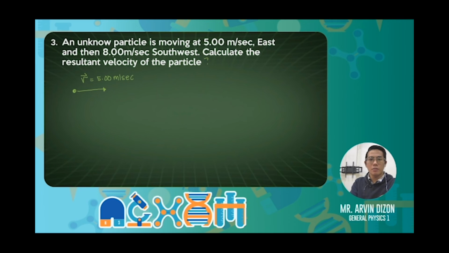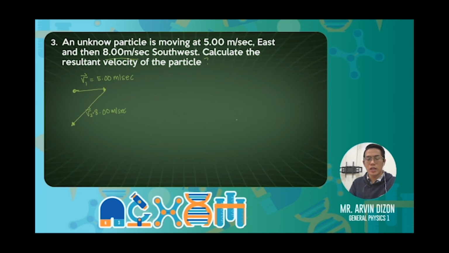And then 8 meters per second southwest. So after this, it moves 8 meters per second southwest. It's around here. We're going to illustrate it as a bit longer than 5 since it's 8. So that will be 8.00 meters per second. That will now be velocity 2. Calculate the resultant velocity of the particle, meaning we have to calculate its resultant vector.